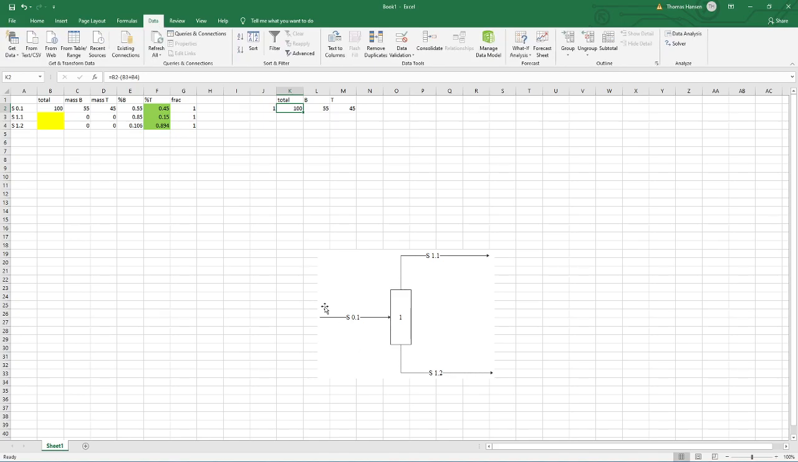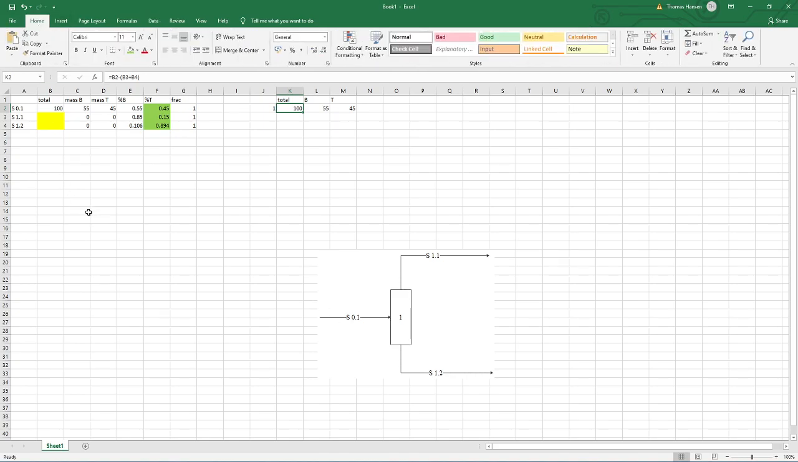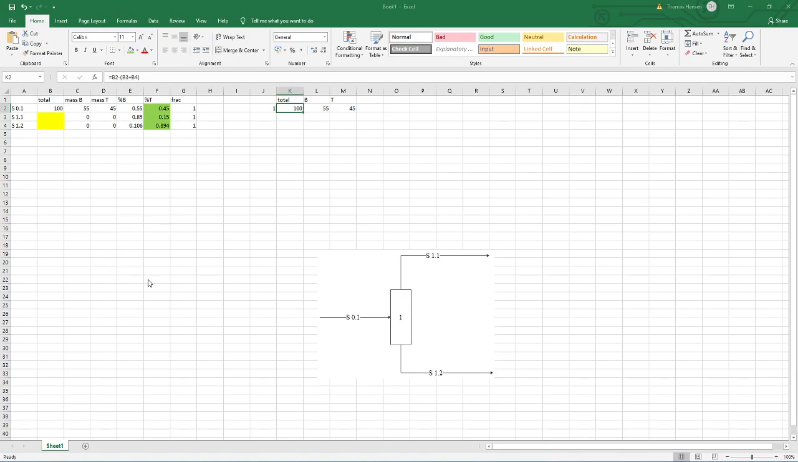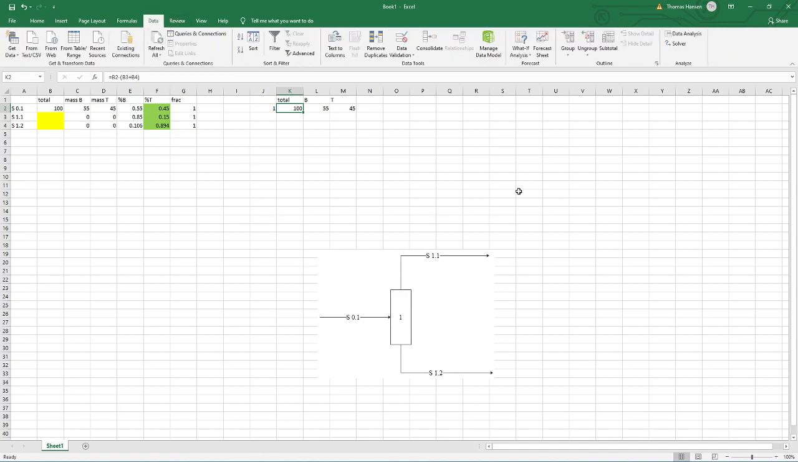We'll go to Excel. Just in case some of you don't have Solver activated in Excel yet, we'll just do that. File, Options, Add-ins, and then we click Go. And then we can activate our Solver and click OK. And we now have our solver. If we go to the Data tab, we have our solver here.